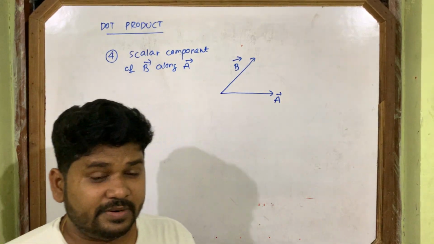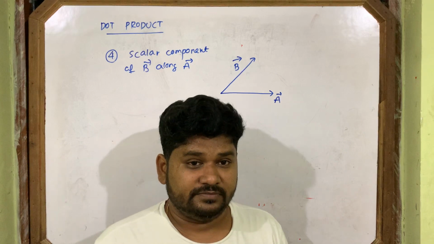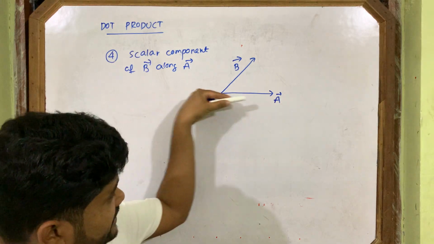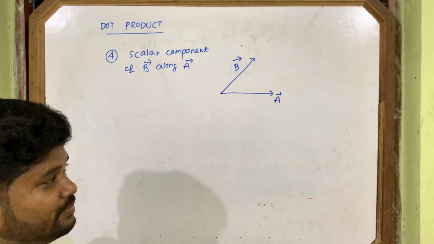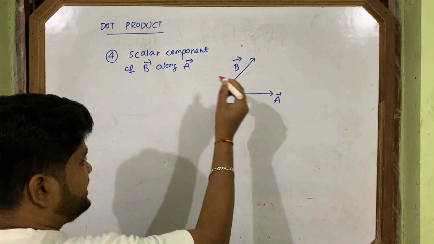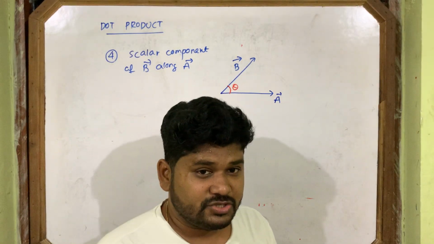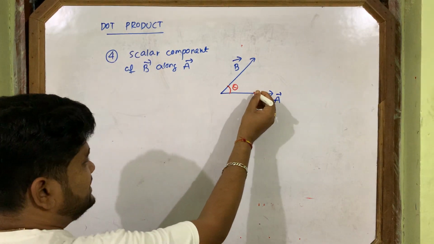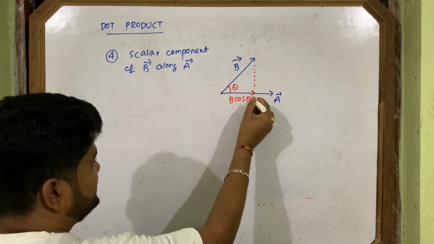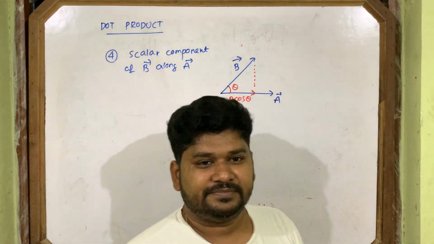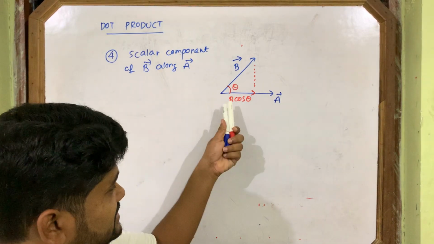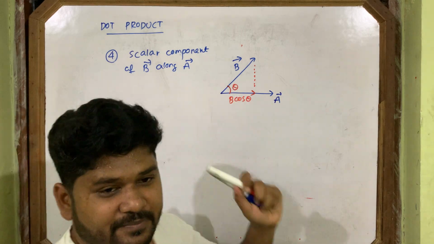When I say scalar component, I am not bothered about direction. But the scalar component I need must be along the A vector. If this angle is theta, this angle is not given, but I am taking the angle theta. This side component, as you already know, is B cos theta. So this is the scalar component of B along A.